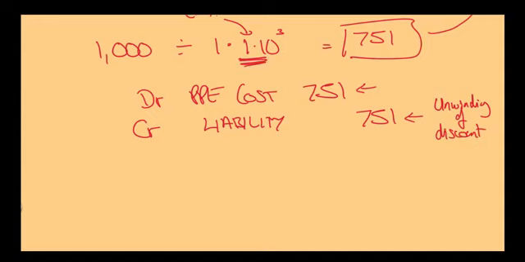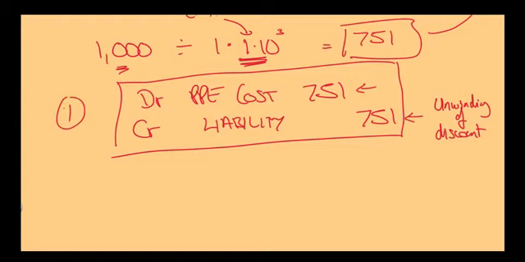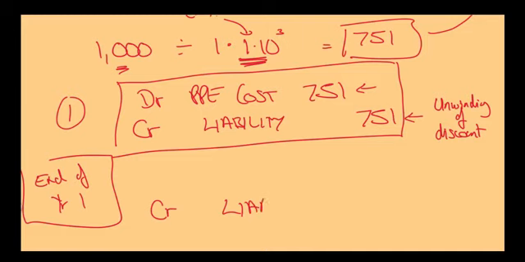I discounted it down. So I discounted down 1,000. Therefore, to get back to 1,000, I need to unwind the discount. But let me just be clear, that's what you do first. Okay? And then at the end of year 1, we will now unwind the discount. Now, that means build the liability up again. So I need to credit the liability.